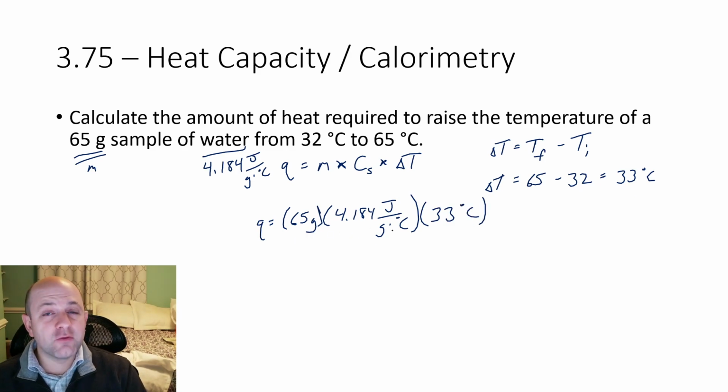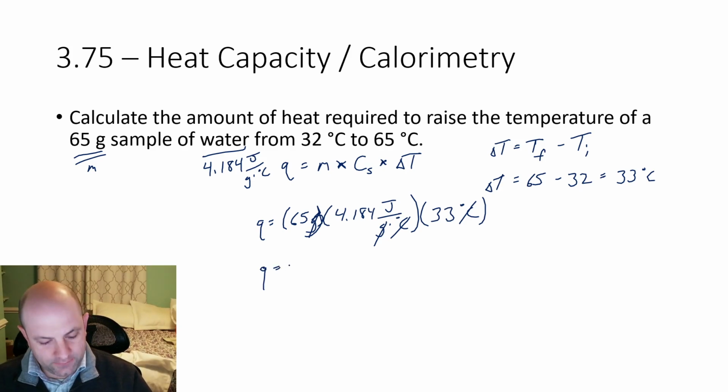And that's our setup. If you ever want to double check whether you set this up right, make sure the units cancel. I've got a gram on top and a gram on the bottom, they cancel out. I've got a Celsius up top and a Celsius on the bottom, they cancel out. I've got a joule on top that's not going anywhere, which means my answer will be joules, and that's energy. That's what we want, so that makes sense. Everything's going to multiply well. Let's multiply it: Q is equal to 65 times 4.184 times 33.